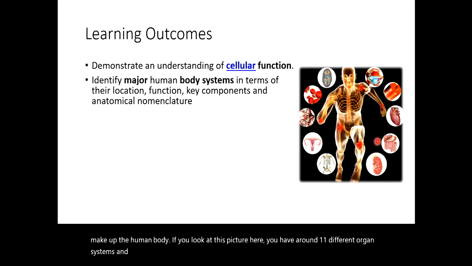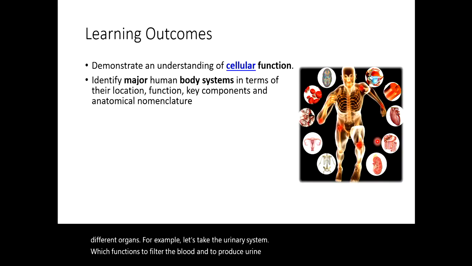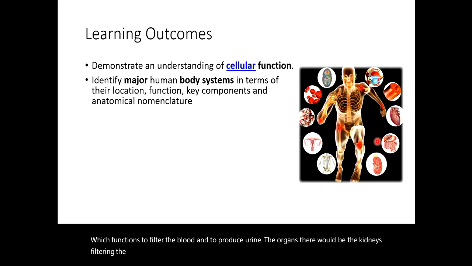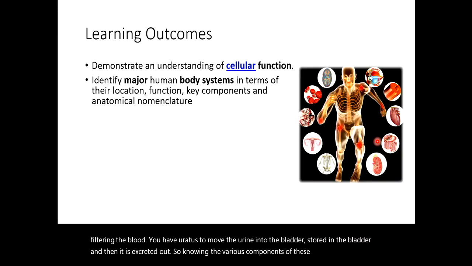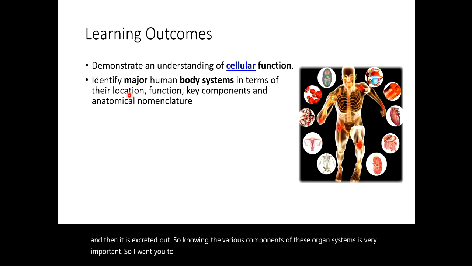Among these various organ systems, every system is made up of different organs. For example, let's take the urinary system, which functions to filter the blood and to produce urine. The organs there would be the kidneys for filtering the blood. You have ureters to move the urine into the bladder. It's stored in the bladder and then it is excreted out. So knowing the various components of these organ systems is very important. I want you to know where these organs are located, what their functions are, and what the anatomical terms are as well. So this is the second learning outcome.